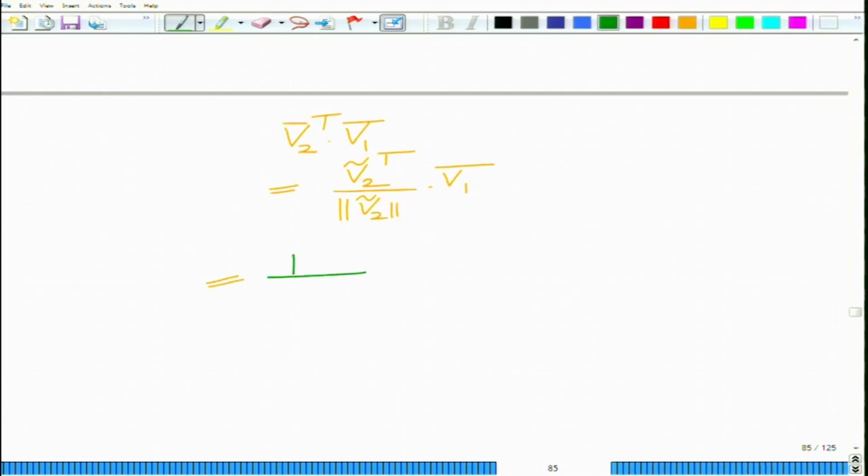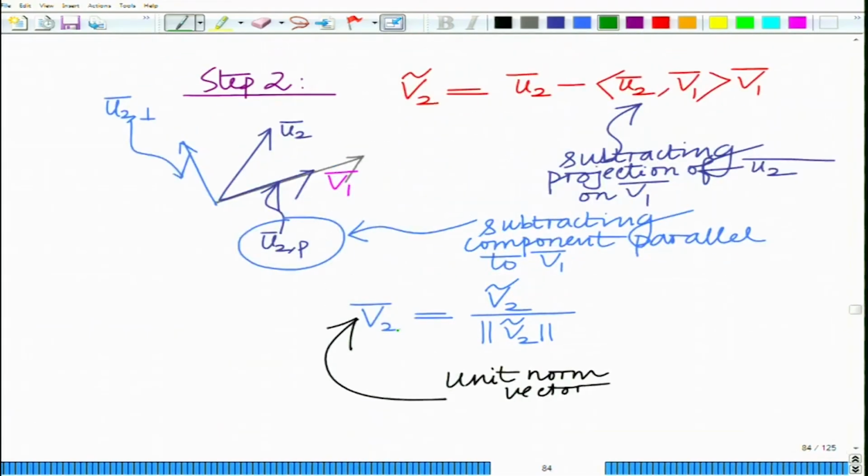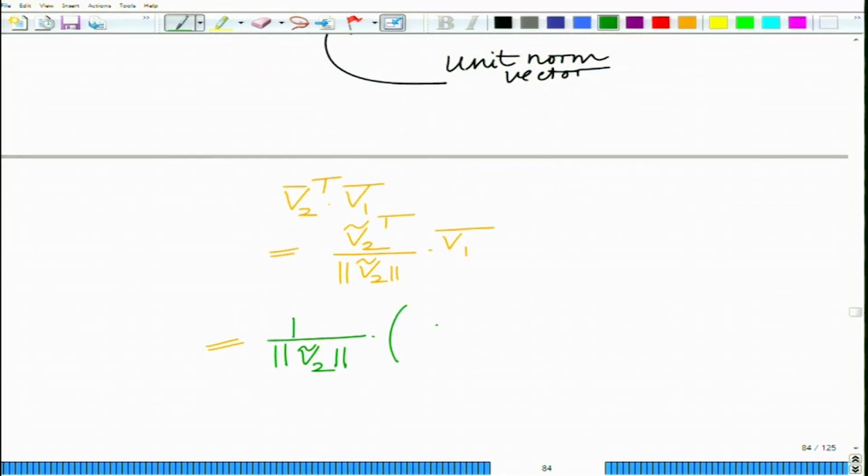Now, this is 1 over norm V2 tilde times, well, V2 tilde transpose is, as we have just seen, U2 bar transpose minus the inner product of U2 bar and V1 bar into V1 bar transpose, times V1 bar.